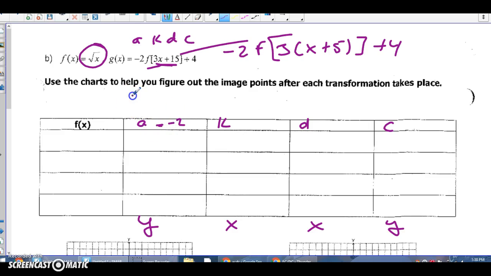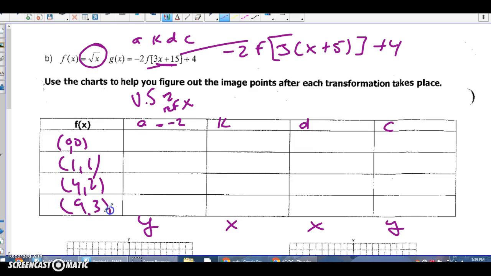A of -2 is a vertical stretch of 2, and a flip, a vertical reflection, so reflection in the x-axis. So what are we reflecting? Well, our key points for root x are (0, 0), (1, 1), (4, 2), and (9, 3). So we take all these points and multiply them by -2. So a is equal to -2. Take your y values and multiply them by -2.